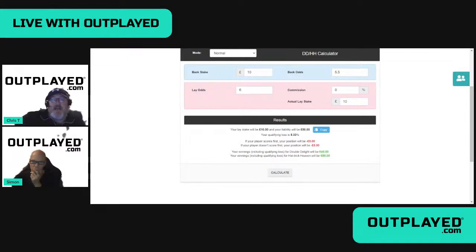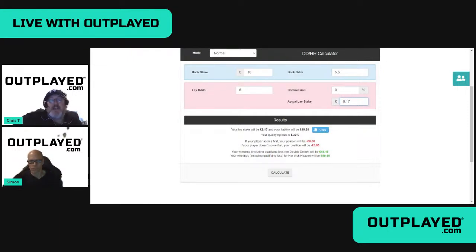Some people will just do an exact match for match on there. So they'll back 10, they'll lay 10 with it. So it doesn't give any sort of loss if he doesn't score the first goal. It covers us from that, because obviously with DDHH we need him to score the first goal to be able to trigger the bet from that.